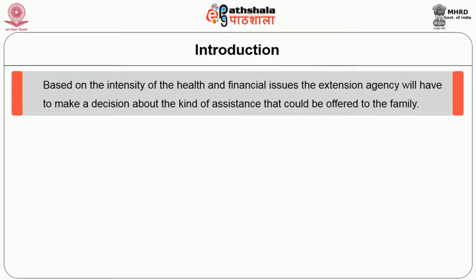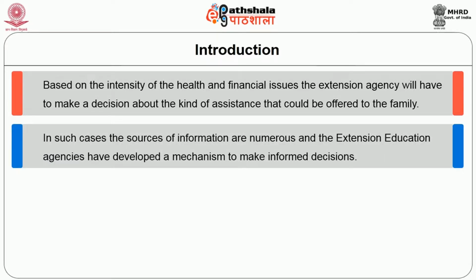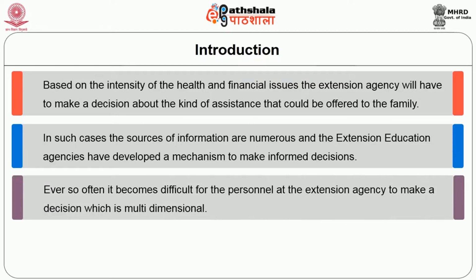The extension agency will have to make decisions about the kind of assistance that it's going to provide to the family. In such cases, the sources of information are numerous and extension agencies have to develop a mechanism to make informed decisions. Ever so often it becomes difficult for the personnel at the extension agencies to make a decision which is multidimensional.